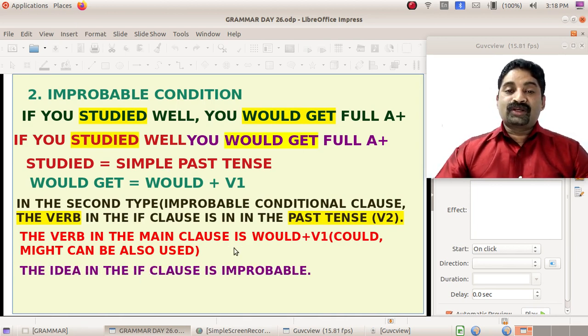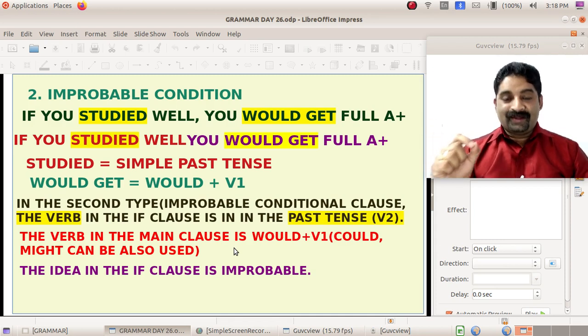And what is the speciality of the idea? Idea is improbable. So I told you, we may be saying this dialogue when you are going to write the exam. If you studied well, you would get full A plus. Chances are very, very minimum. If you studied well, okay, that is a condition.